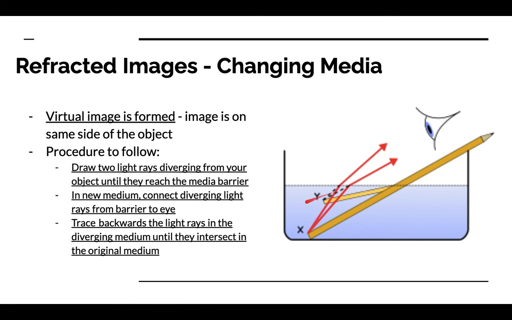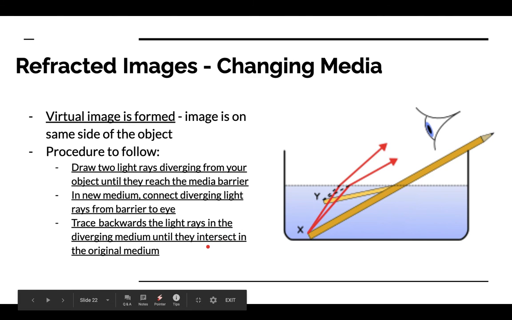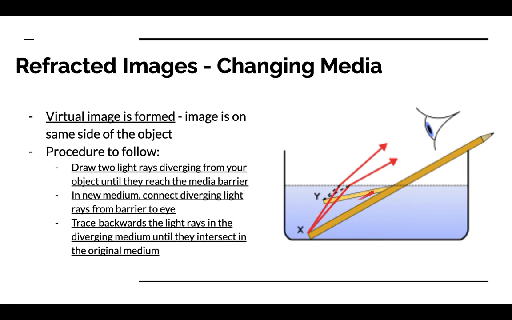So we trace the light rays backwards in the diverging medium until they intersect in the original medium, and where they intersect is going to give us our original image, resulting in this bent, kinked pencil that we see right here, just as we actually see happen with objects when we place them in water in everyday life.